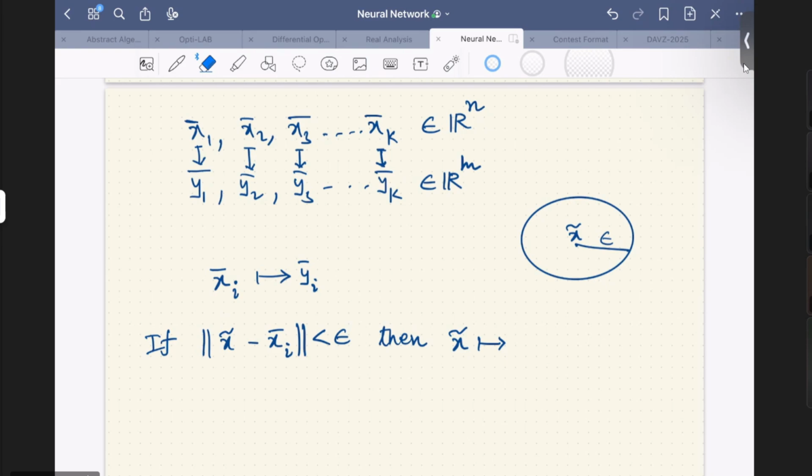Is it y tilde, sir? No, if it is y tilde, then it is very clearly the ANN, the artificial neural network. We are not looking for that anymore. We are looking for the closest one. You can think of x tilde as the distorted one, and the original one is approximated within the distance epsilon. Is it yi bar, sir? Yes, yi bar. So now x tilde is mapped to yi bar.